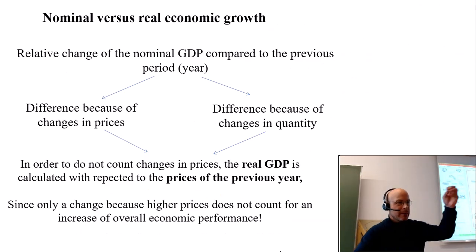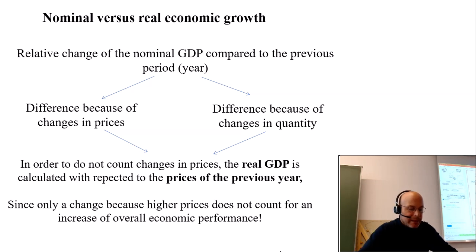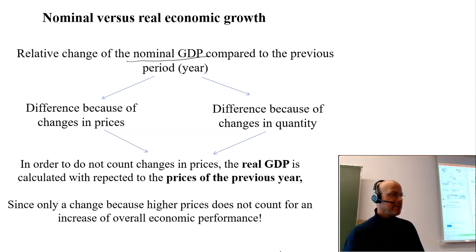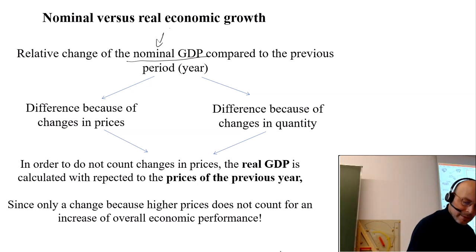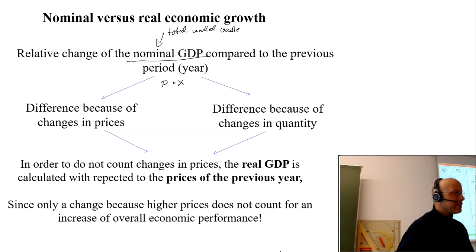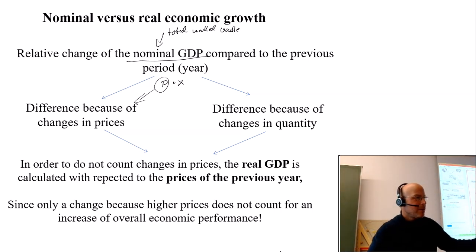Okay, and now we want to go a little bit deeper into this problem that in the definition we have nominal GDP, total market value, so more or less price times quantity, and we want to get rid of these price changes because just overnight doubling all prices doesn't change the economic situation in a country. We are only interested in the difference in quantity.